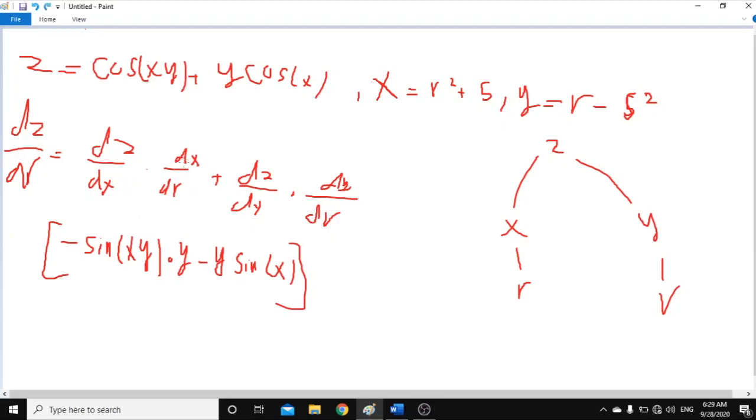Then we find dx over dr from here. The derivative of r squared with respect to r is 2r. Yeah, and this is it.